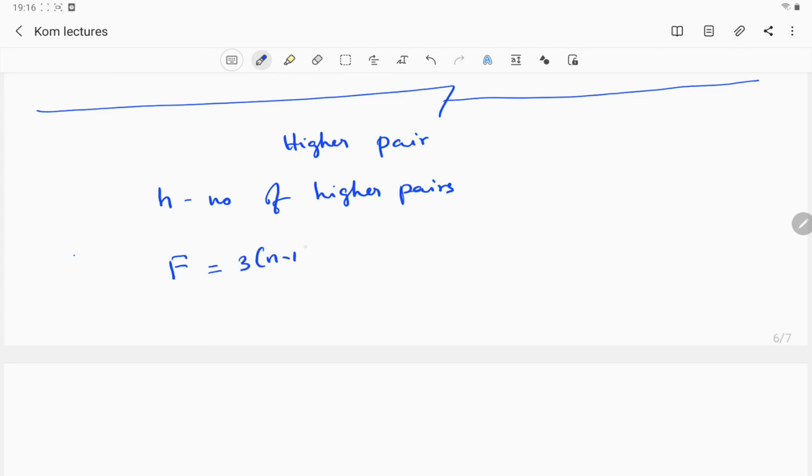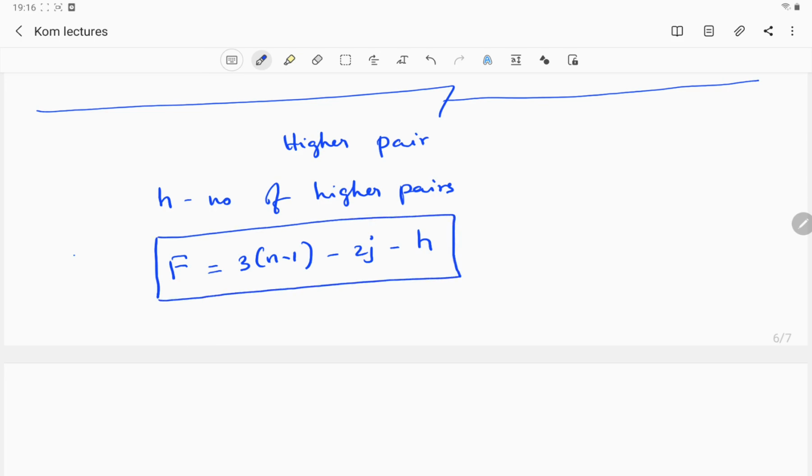Okay, so with that modification, the way I am going to redefine the degrees of freedom f as 3n minus 1 minus 2j minus h, because h is going to reduce only 1 degree of freedom. Okay, so therefore the modified Kurzbach equation is this. In the next video we will discuss some examples using this Kurzbach equation. Okay, thank you.